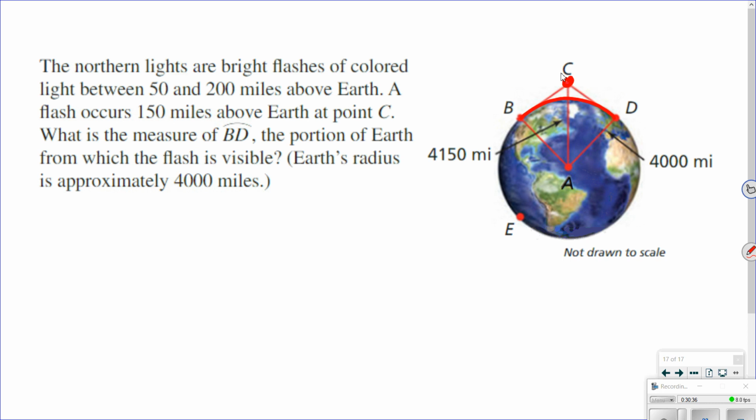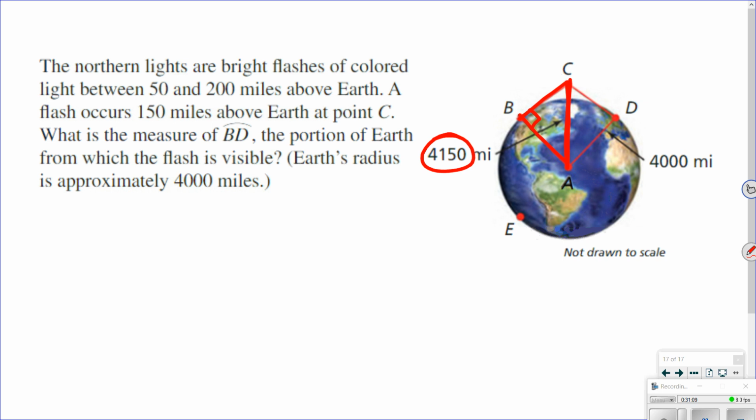Well, we just talked about, to find the measure of an arc, I want to find the measure of its central angle. So if I could find that angle right there, or even one of them, because those are equal. So if I could find this angle, then I would double it and I'd know that entire angle, which means I know that whole arc. Well, what we have to remember is that this is a tangent line, and this is the radius, so it has to form a 90-degree angle. So this is a right triangle. And we know how long this side is, right? This side is 4,150 miles.